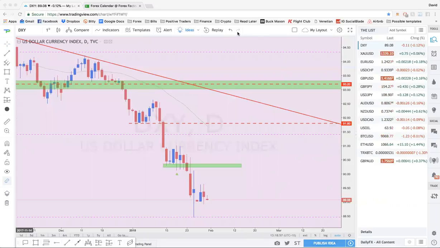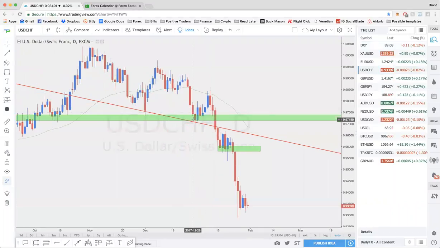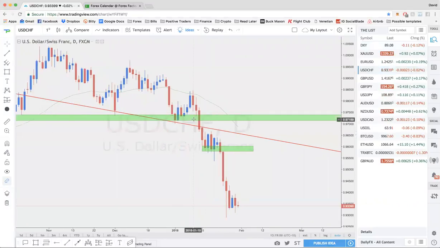So I'm going to remain biased to the downside on the dollar and to the upside on Euro USD for now. USD Swiss franc, obviously, same thing. You guys know, whatever I say on the dollar index, you can apply the opposite to Euro USD, and whatever I apply on Euro USD, you can apply the opposite of that to USD Swiss franc. All three of these correlate either positively or negatively. Dollar index and USD Swiss franc have a positive correlation, and then dollar index and Euro USD, and USD Swiss franc and Euro USD have a negative correlation to each other.